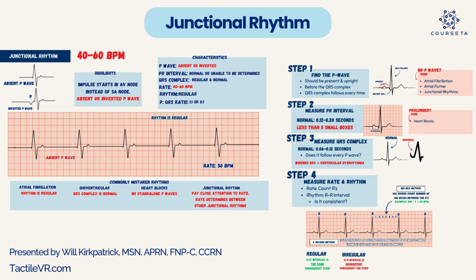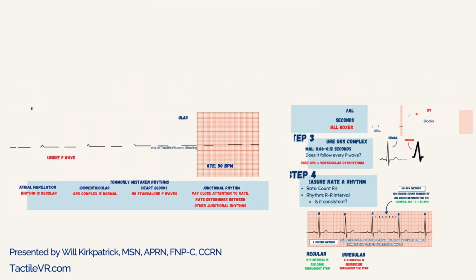Step number three, measure the QRS complex. It checks out less than 3 small boxes, so it's not ventricular arrhythmias. And then step number four, measure the rate and rhythm. So this is how you determine the difference between your junctional rhythms. Once again, junctional rhythm, it is 40 to 60 beats per minute.